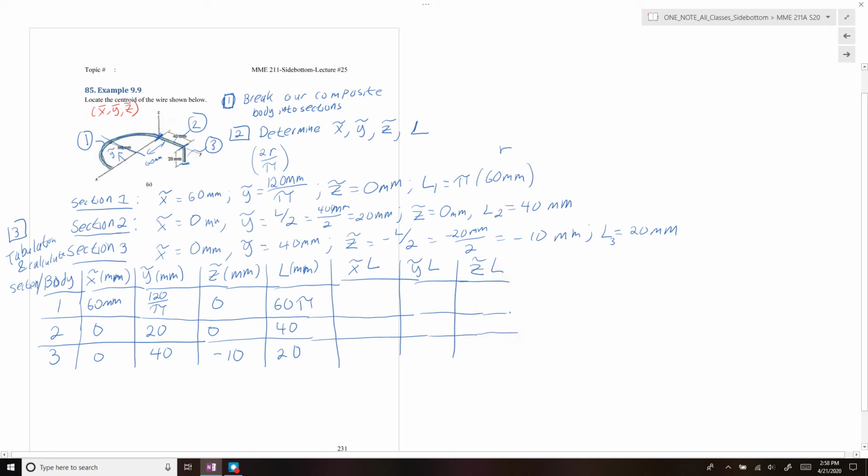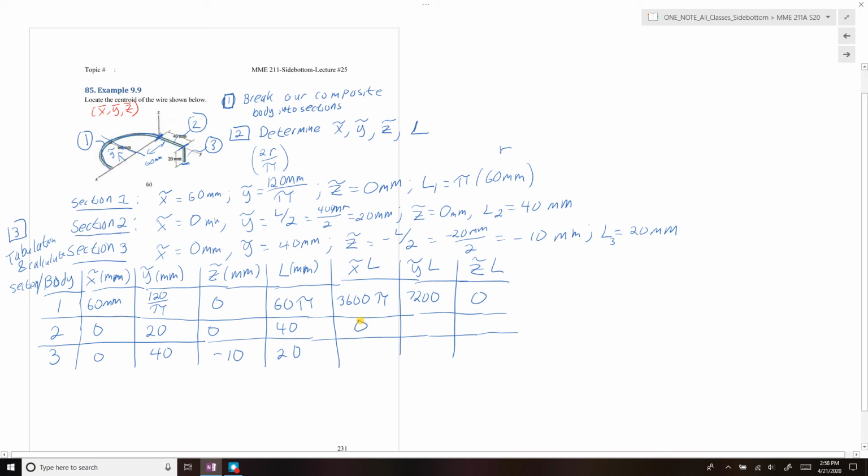Alright, so the first one is equal to 60 millimeters times 60 pi, which is equal to 3600 pi. Y tilde times the length would be equal to 60 pi times 120 divided by pi, so the pi's would cancel out, and we'd be left with 7200. Then z tilde times the length would just be equal to 0.